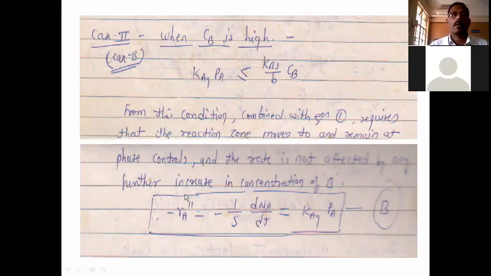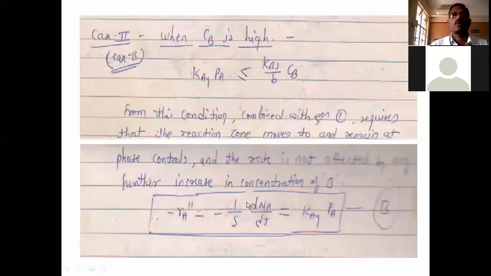The rate is not affected by any further increase in the concentration of B, and it depends only on component A. So minus R is equal to minus 1 upon S into dN upon dt, which is equal to KAG into PA. That is the equation for case B, when Cb is high and the gas film is resistance controlling. We identify which one is controlling by this condition. Suppose this condition is satisfied, Kag into Pa is less than or equal to Kbl upon B into Cb, then the gas film is resistance controlling.